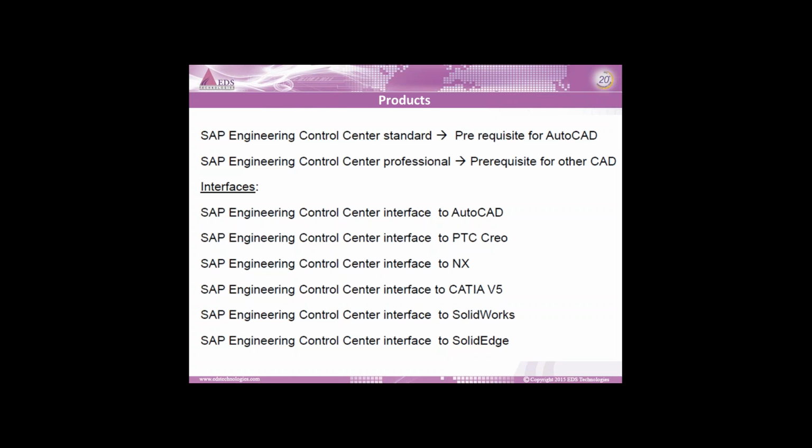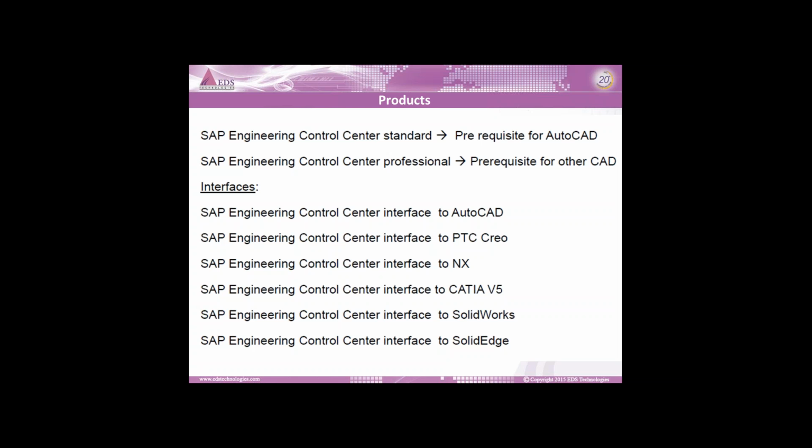These licenses are made available to all the customers from this financial year. The latest version available right now in the market is SAP Engineering Control Center Interface 5.1. These licenses are specific to specific CAD applications. AutoCAD licenses cannot be used for CATIA V5. Likewise, CATIA V5 Engineering Control Center licenses cannot be used for AutoCAD. So there are specific licenses for specific CAD applications and the integrations that we are talking about.